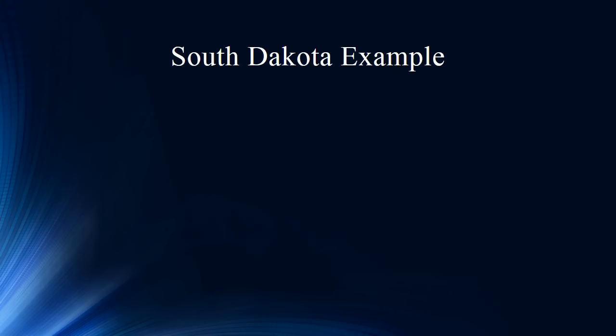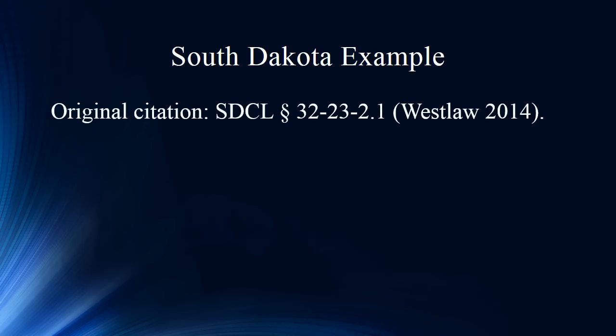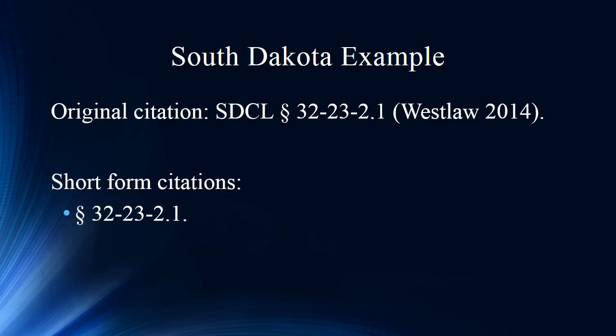Let's look at a couple examples using a South Dakota statute. Let's assume that you cited 32-23-2.1 earlier in your writing and want to cite it again. You can short cite it by simply using the section symbol 32-23-2.1 and omit SDCL and the publisher/year information. You could also use the longer short form if you think it's necessary to avoid confusion to the reader.